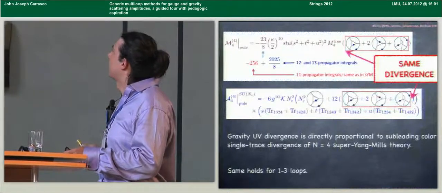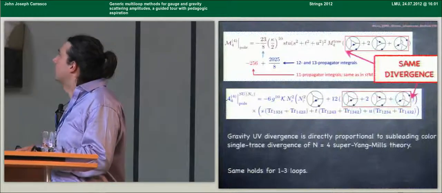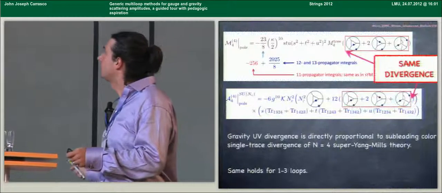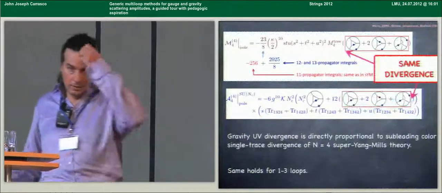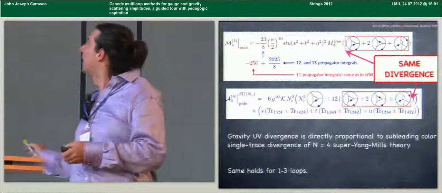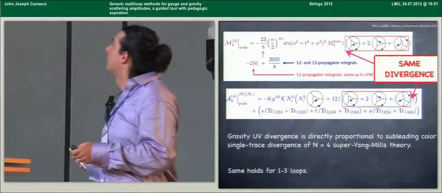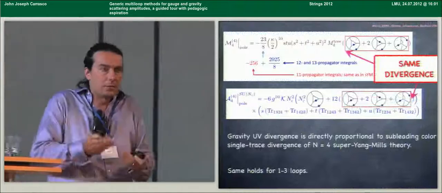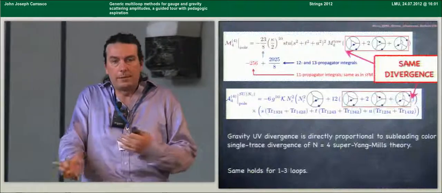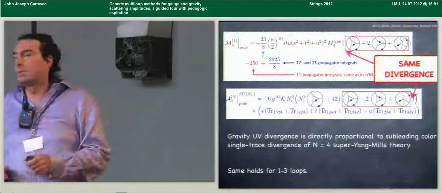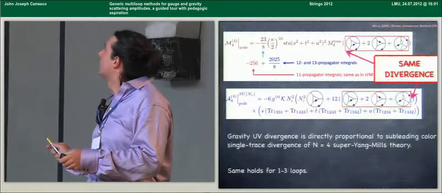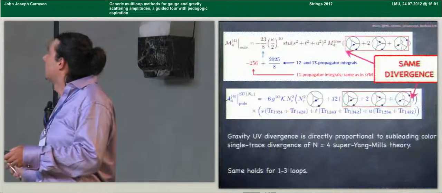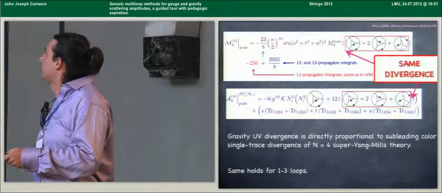So the gravity UV divergence is directly proportional to the subleading color single trace divergence of n equals 4 super Yang-Mills. And this is something that we saw at 1 through 3 loops, but here it's particularly surprising because you see how the overall UV behavior, the double copy, shuffles momentum around, and sure, it's the same manifest UV behavior, but here you actually see it's the same integrals contributing in exactly the same way, and it's tying it to the sub-leading single trace.